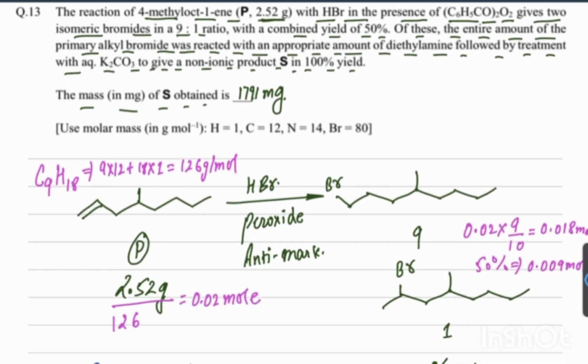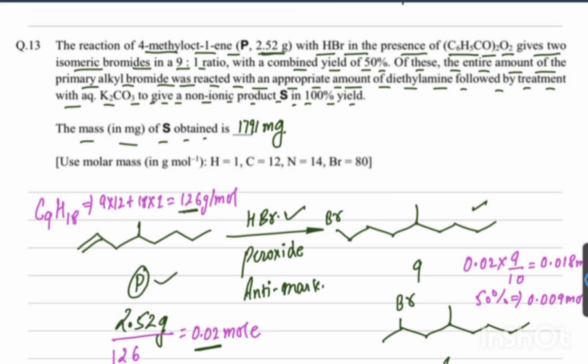How to do this? We have P, which is the given compound which has the mass of 2.82, so we can divide by the molar mass, which is 162 gram per mole. We will get the moles as 0.02 moles. It is reacted with HBr in the presence of peroxide, so anti-Markovnikov addition will follow and this type of product should be formed. So now, as the question is saying, the isomeric bromides are in a 9:1 ratio.